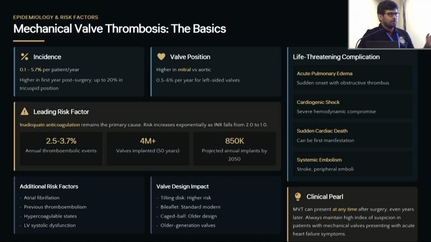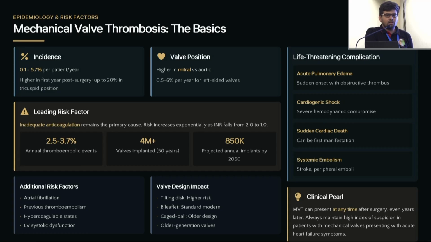If you look at this slide, you can see that the incidence is 0.1 to 5.7% per patient per year. The thrombosis post mechanical valve replacement is highest during the first year. It can go up to 20% if a tricuspid valve has been replaced. And valve position: it is more common in the mitral than the aortic valve. And the leading risk factors.